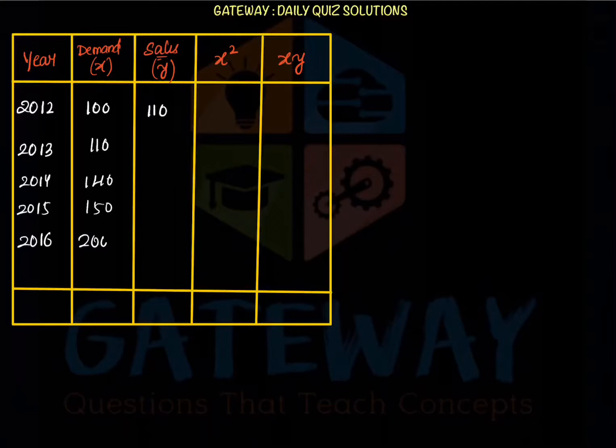In the year 2012, the demand given was 100 and the sales was 110. Again in 2013, 2014, 2015 and 2016, I'm just writing out all the data. You can check from the question. In 2015 it is 150, 2016 it is 200, and here it is 130, 150, 160 and then 180.